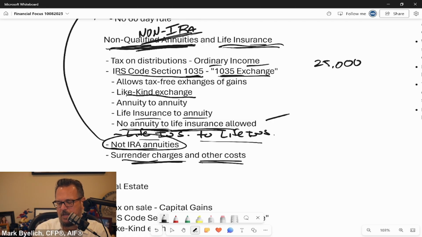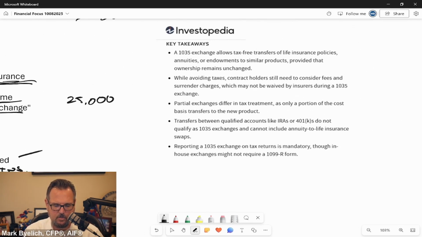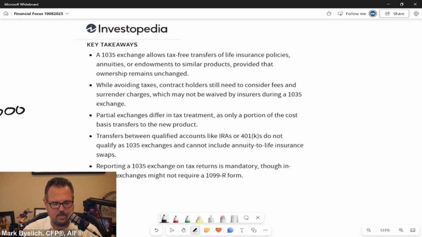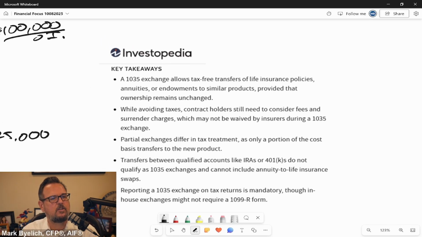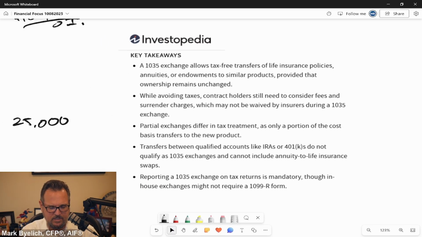So if you're going from a non-qualified or non-IRA annuity to another non-IRA annuity and you're avoiding that tax for now by doing that transfer, then that's fine. You don't have to pick up the tax, but pay attention to the surrender charges or other costs of that exchange. So I found a good takeaway here. This is from Investopedia. So let's go through this. Key takeaways. You can look this up yourself.